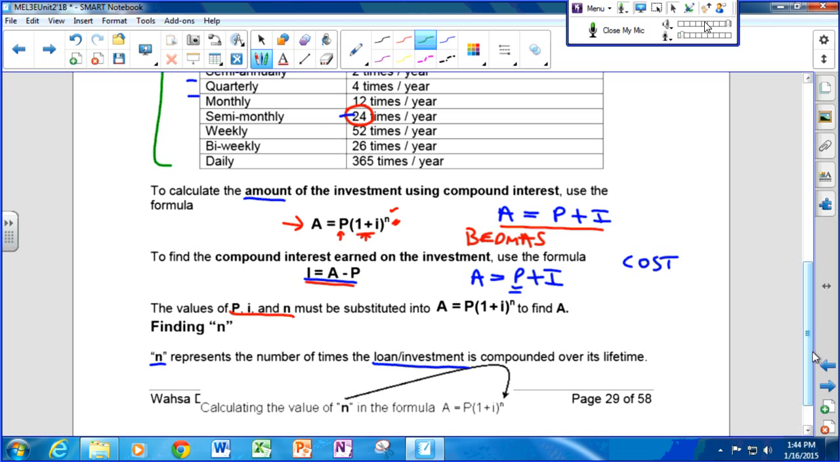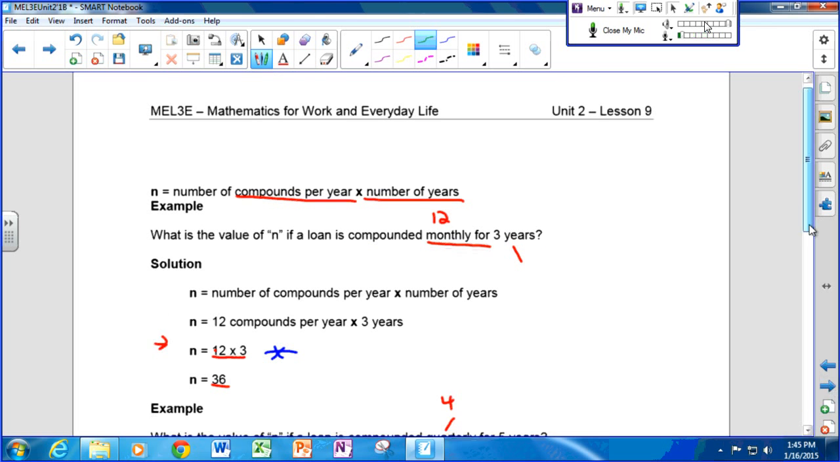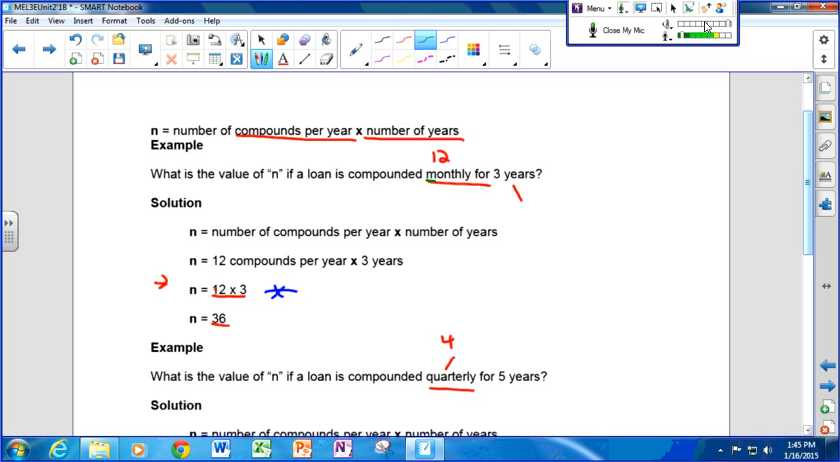So let's see if we can find a few of these. In this case, the loan is compounded monthly, so you really have to be careful about this. N is the number of compounds per year times the number of years. So monthly, you're going to be multiplying by 12. But if it was semi-monthly, then it would be 24, because that's twice a month.